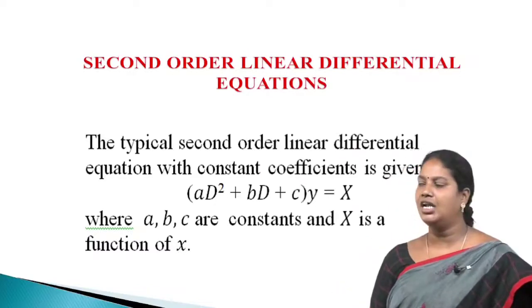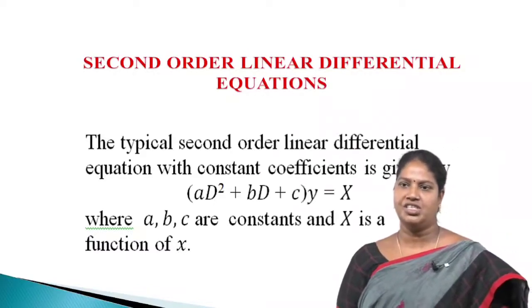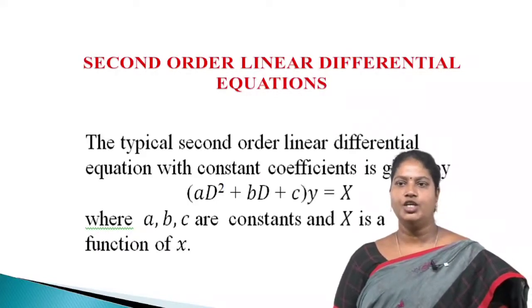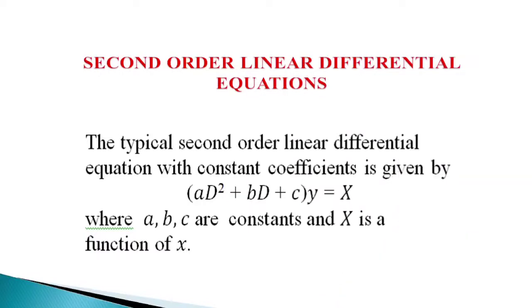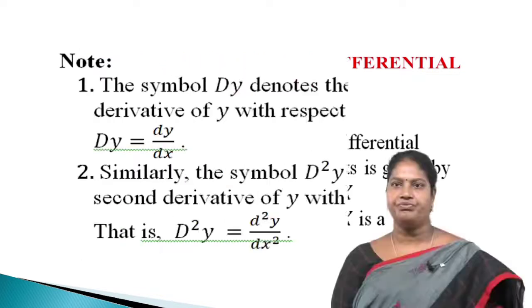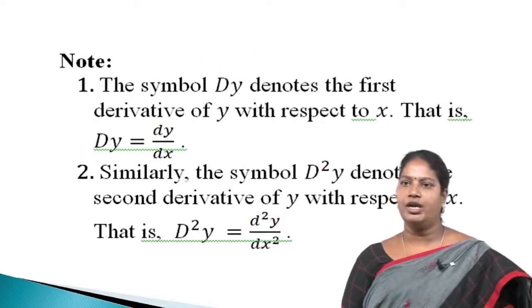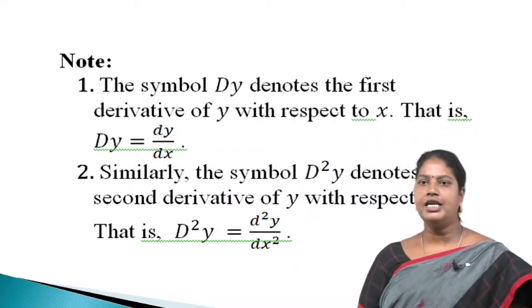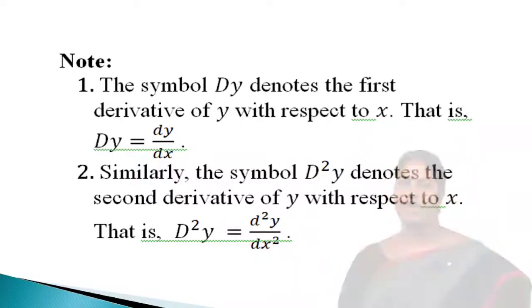The typical second order linear differential equation with constant coefficients is given by the relation (aD² + bD + c)y = X, where a, b, c are arbitrary constants and capital X is a function of x. The symbol Dy denotes the first derivative of y with respect to x, that is Dy = dy/dx. Similarly, the symbol D²y denotes the second derivative of y with respect to x, that is D²y = d²y/dx².